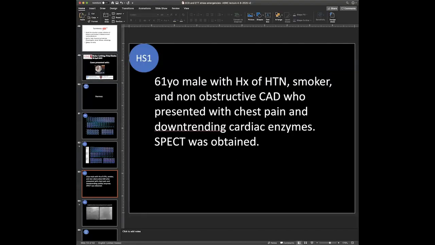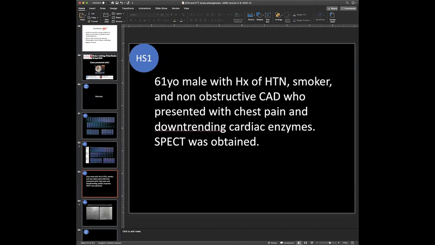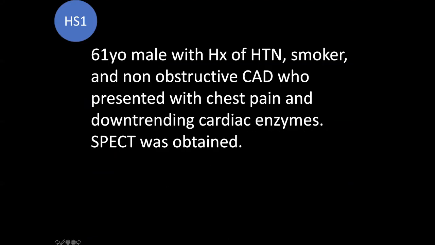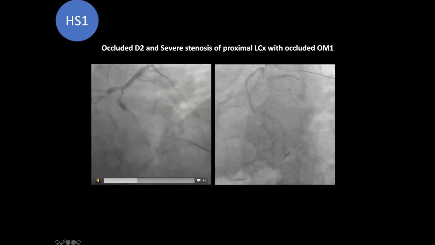Good, so thank you, Aldo, for this excellent interpretation. I had these other screen captures from that, but this was a 61-year-old gentleman with history of hypertension, smoker, and non-obstructive CAD on prior assessment who presented with chest pain and downtrending cardiac enzymes, and a SPECT was obtained, showing a severe defect in the anterolateral wall as well as in the inferolateral wall. And this has his catheterization film. These are just two shots that we saw here. Do you want to comment on these?